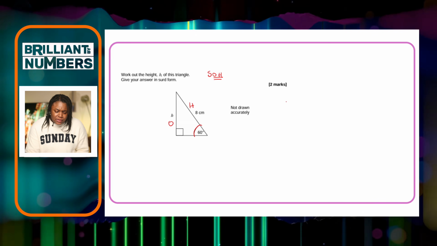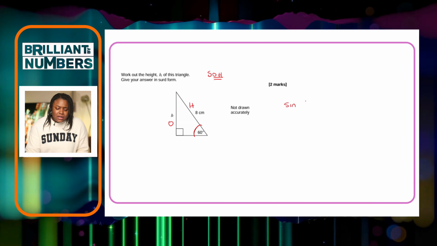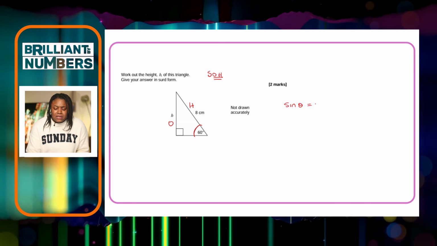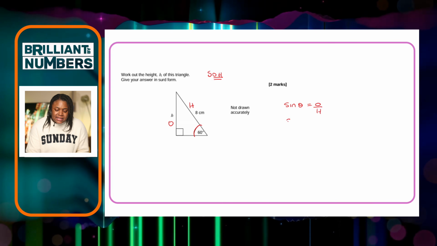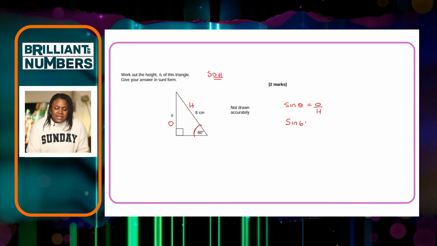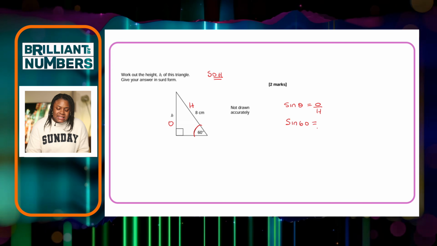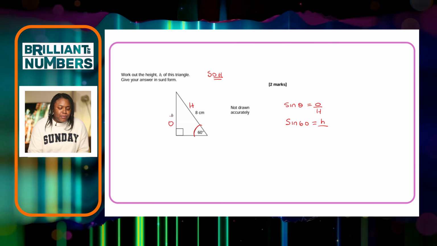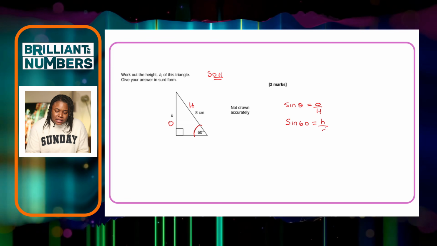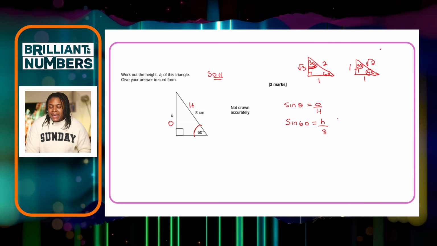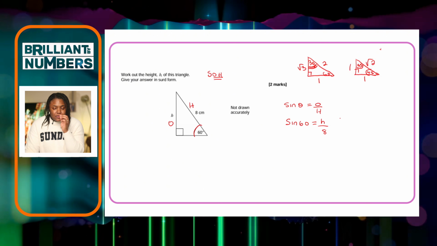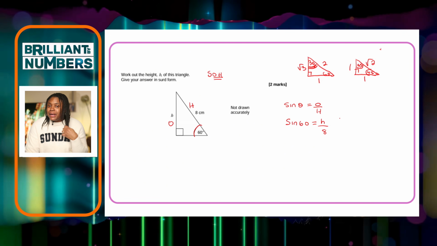But let's write out the formula. Sine theta is the opposite over the hypotenuse. The angle here is 60, so sine 60 is equal to the opposite, which is h, over the hypotenuse, which is 8. Because I've just drawn the triangles there for you, I've popped them back here. Know these triangles; you'd have also written them down on your paper.